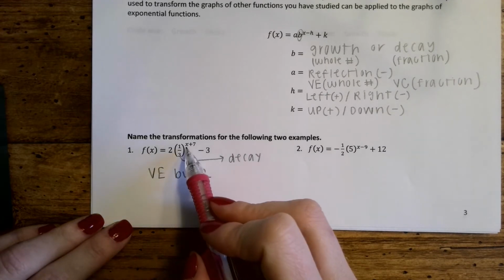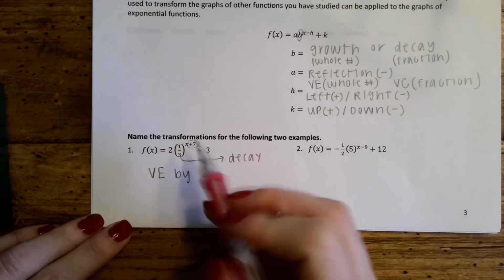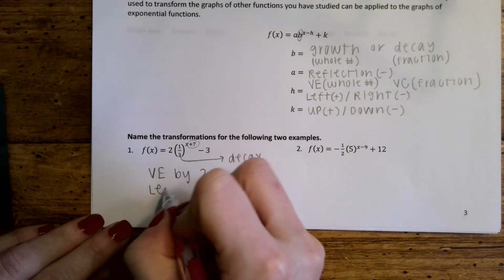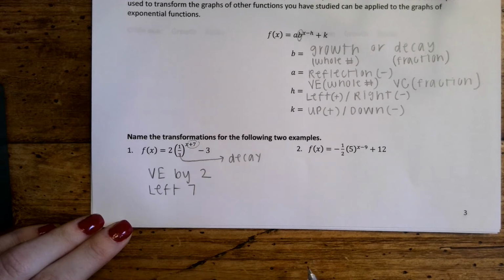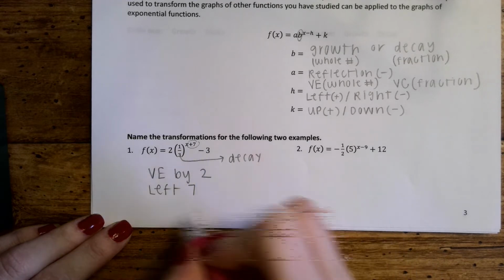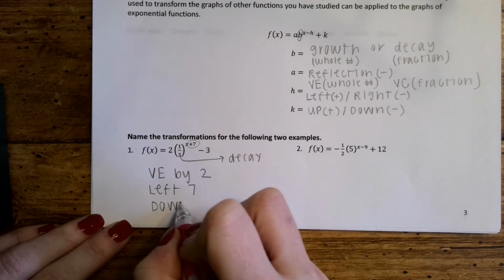The next thing I see is x plus 7. The plus 7 is telling me that I'm going to the left 7. And the minus 3 tells me that I'm going down 3.